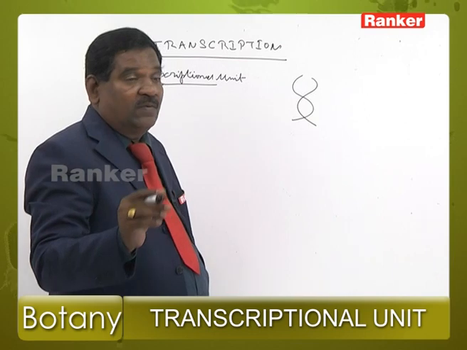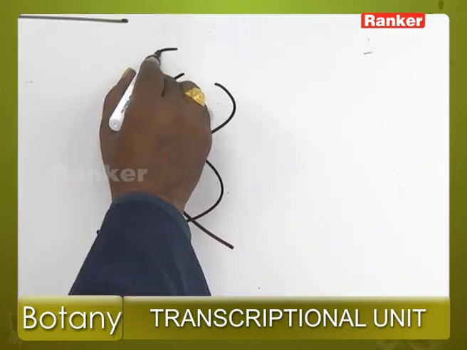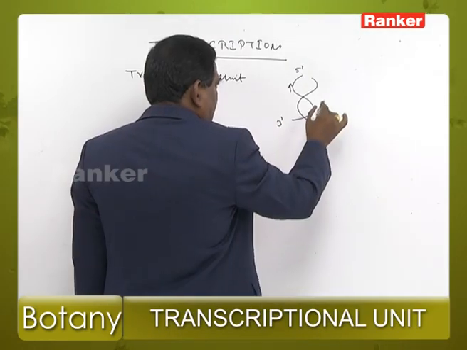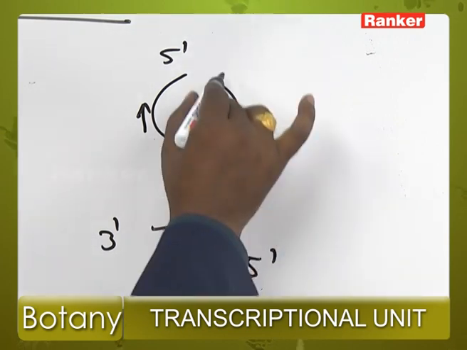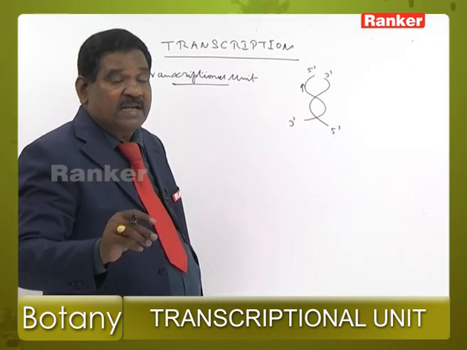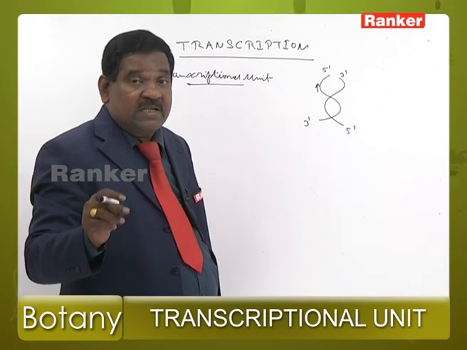Which strand is involved? That is the 3' to 5' direction strand. Only this strand is involved, and the 5' to 3' direction strand is not involved. What happens if these two strands are involved? Why are the two strands not involved in this transcription? Why is only one strand involved?